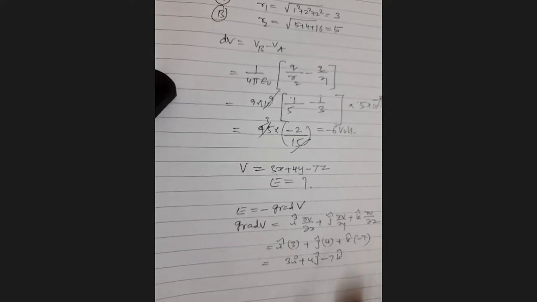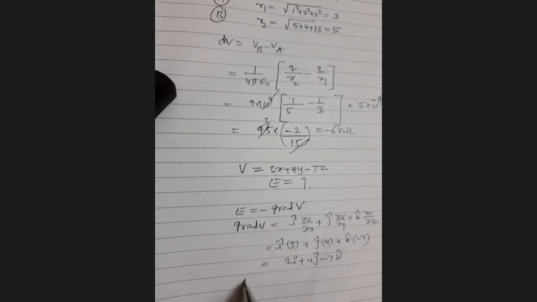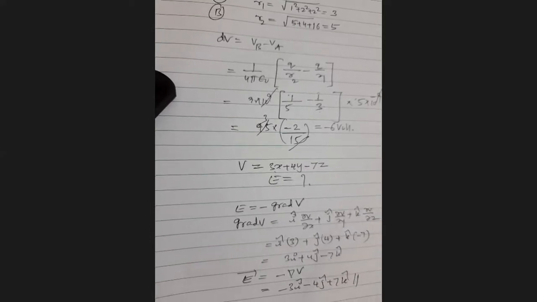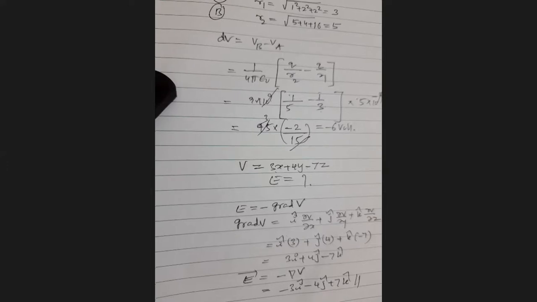But we have to calculate the field strength. Since E bar equals minus grad V, that equals minus of this: minus 3i cap minus 4j cap plus 7k cap is the field strength for that corresponding potential. Okay, right.